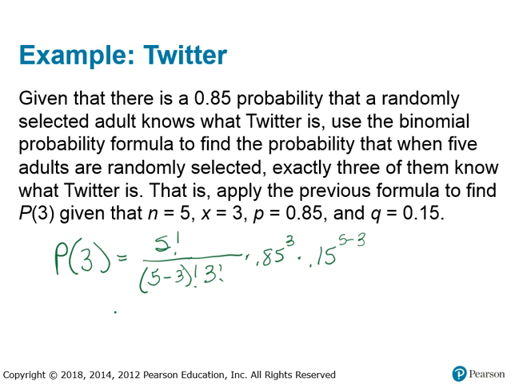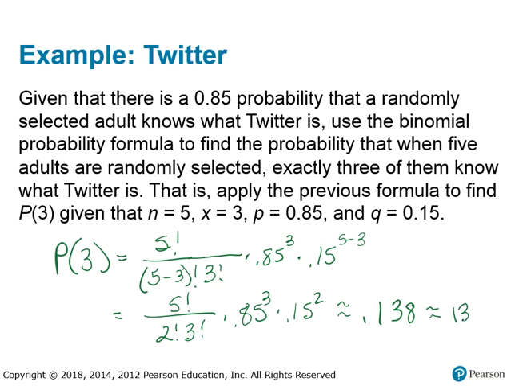So we have all this. We can do a little bit of it by hand to make it a little bit smaller. 5 minus 3 is 2 factorial. We still have the 3 factorial, 0.85 to the third, 0.15 to the second. So make sure you find your factorial button on your calculator and that you know what your power button is on the calculator. So when you plug that all in, I got 0.138. So my probability is about 13.8%. You can leave it as a decimal or as a percent, whichever one makes more sense for you.